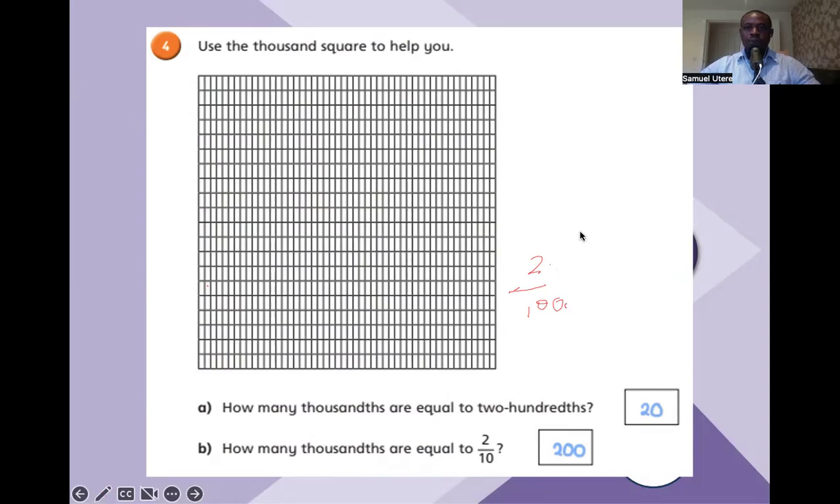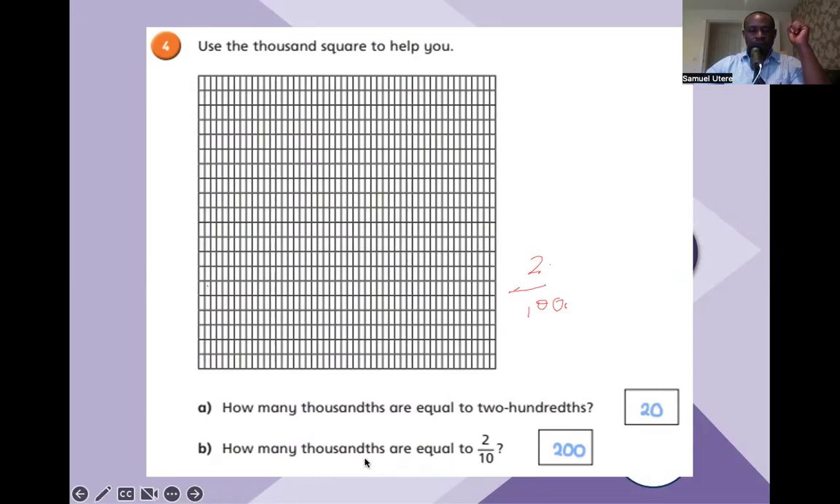Now, if we make this 10 times bigger, we have to make this 10 times bigger. So it's a bit like taking one of the squares of the 100 squares and splitting it into 10 parts. So that will be 20 thousandths, 20 out of 1,000.